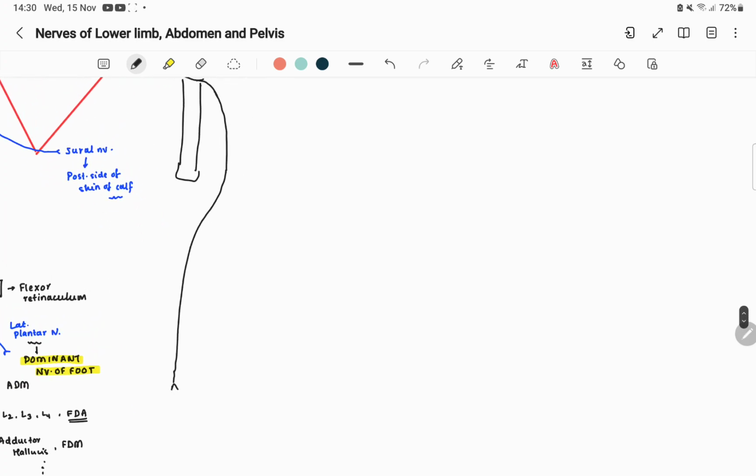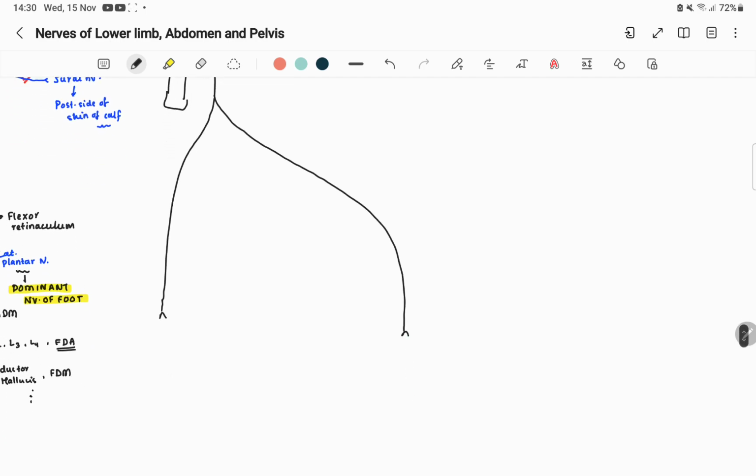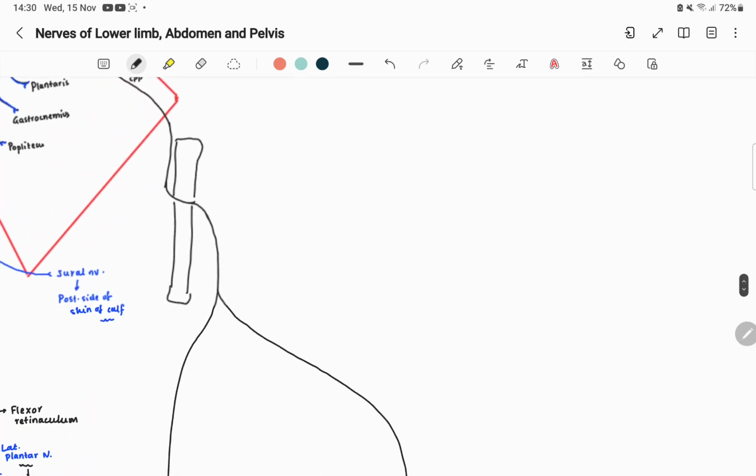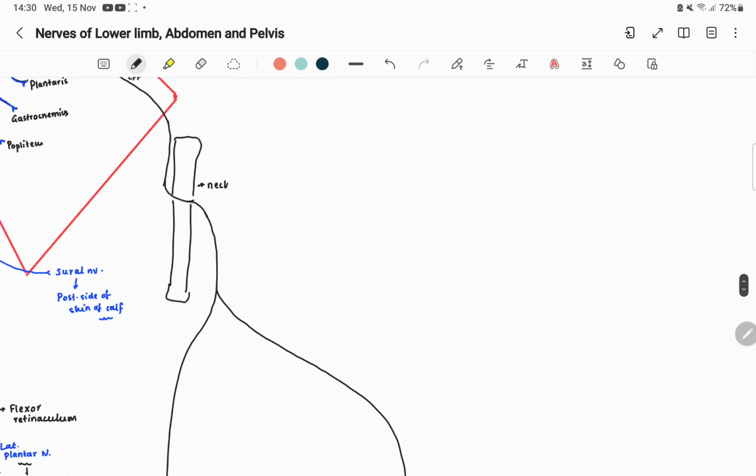One is the deep peroneal nerve, and another one is your superficial peroneal nerve. So this is your deep peroneal nerve and this is your superficial peroneal nerve. Let me mark it. It winds around the neck of the fibula.